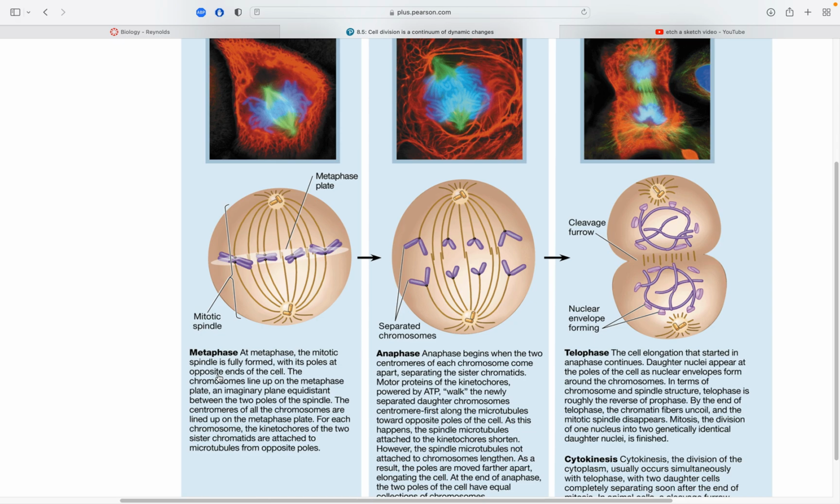And now all the chromosomes have been separated, and then they're going to start to unravel and then become chromatin again, where you can't recognize individual chromosomes. Mitosis is prophase, metaphase, anaphase, and telophase. You want to know an easy way to remember this?